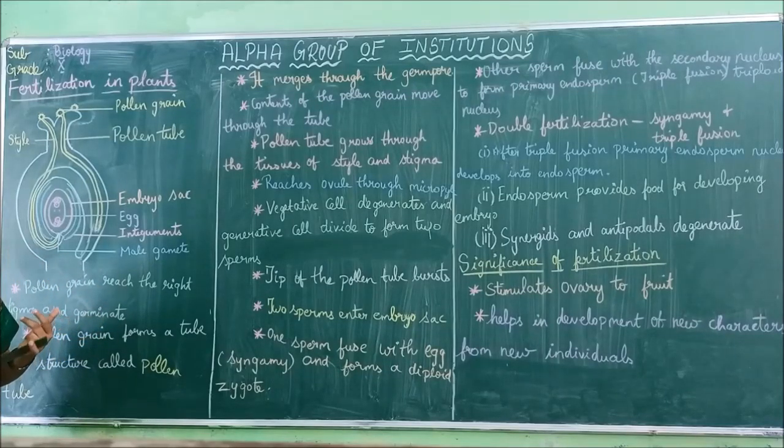So you should know what androecium is, you should know what gynoecium is, how the pollen grain structure is, how the ovules are present, the structure of the ovule and what parts are involved. Then only you can understand fertilization in plants.